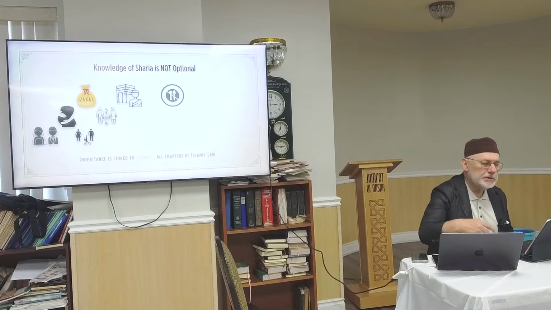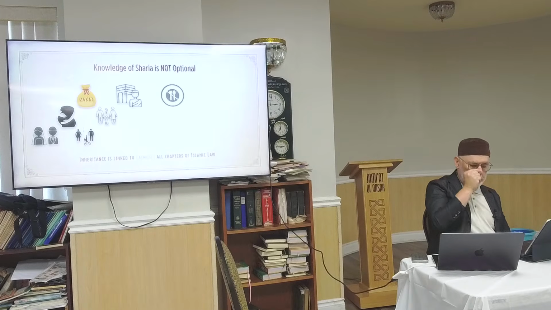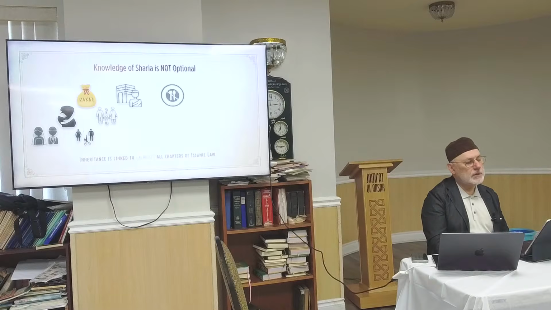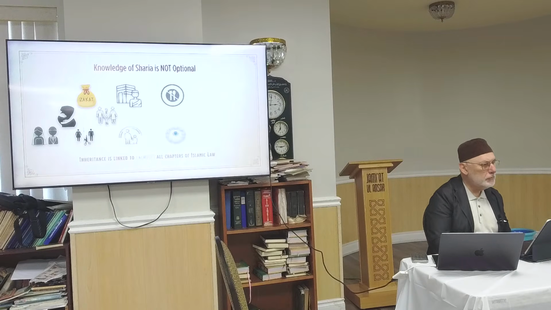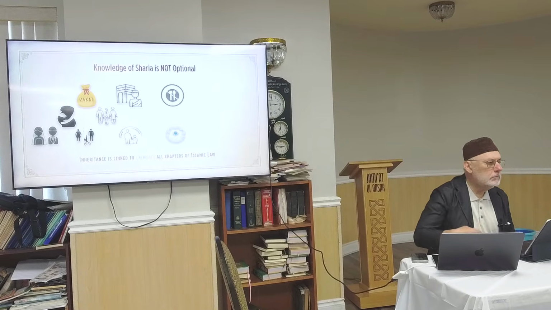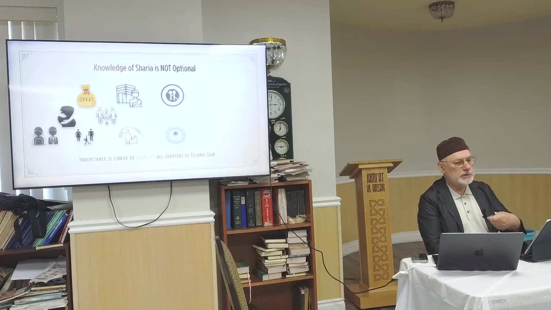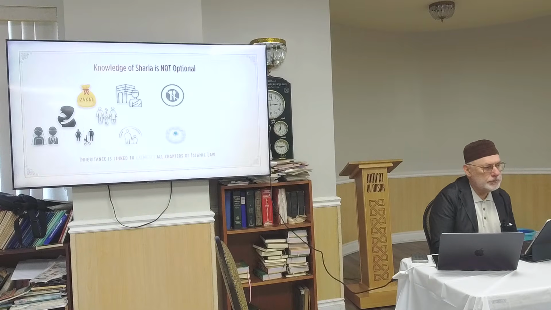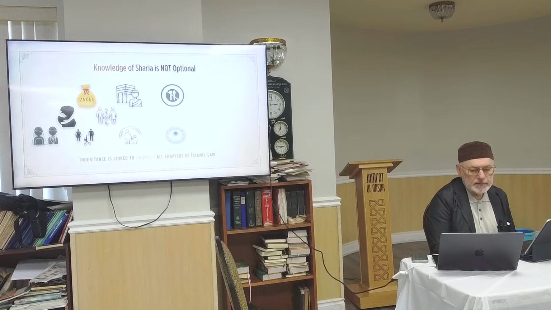And also custody. One needs to know the chapter on custody and the implications of custody on inheritance. Guardianship, wilaya, has a link to inheritance. Nafaqa, when you give alimony or you have to give nafaqa to your dependents, and somebody dies, that's another chapter.